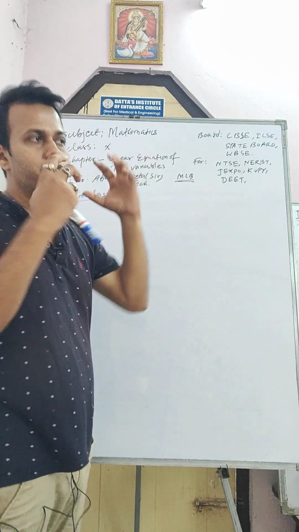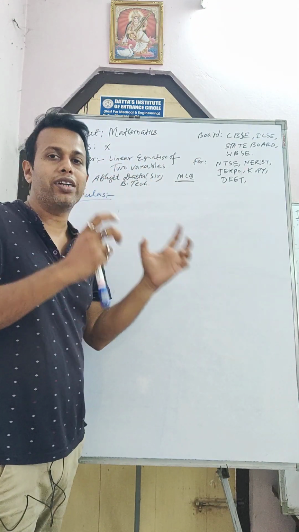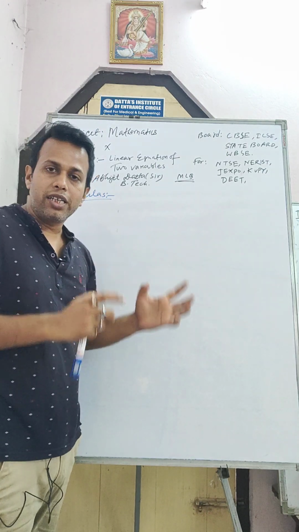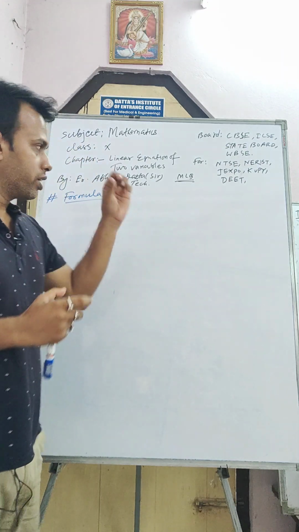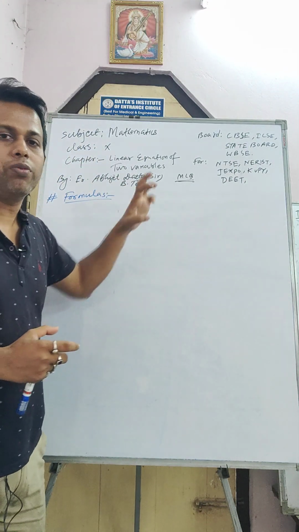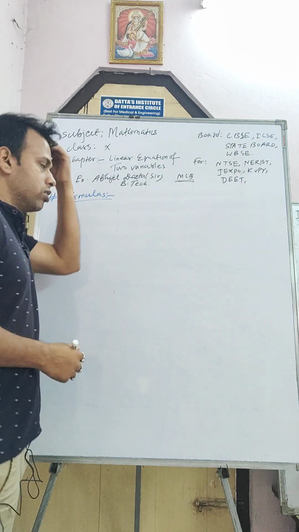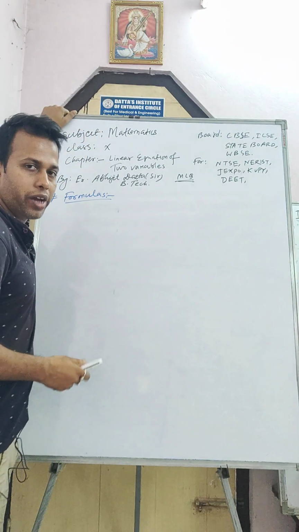First we will understand what a two variables equation actually is and how we can represent it, that is, the general equation. After that we will write down the main formulas or conditions of two straight lines intersecting. After that we will do previous year MCQ questions.